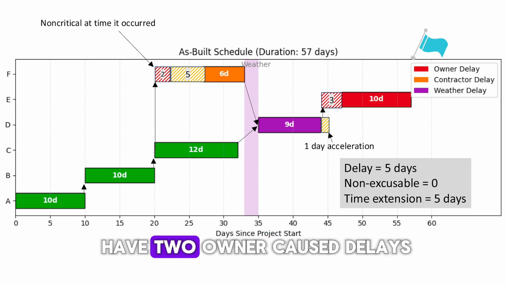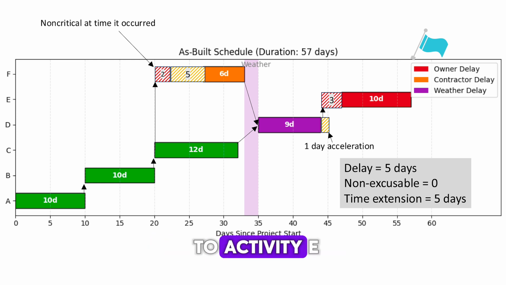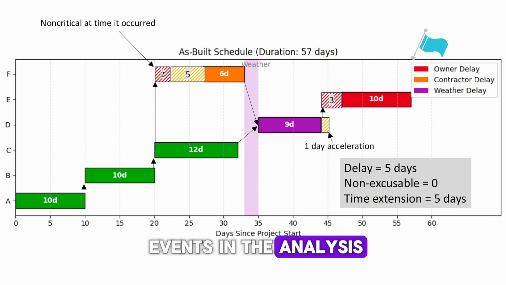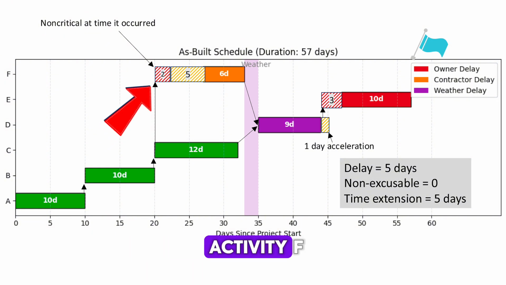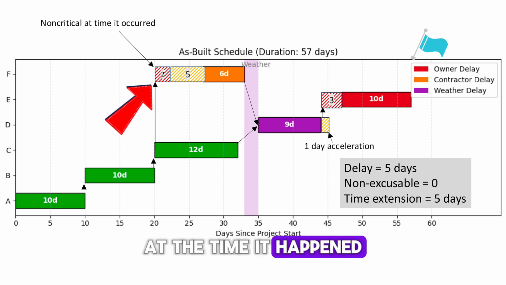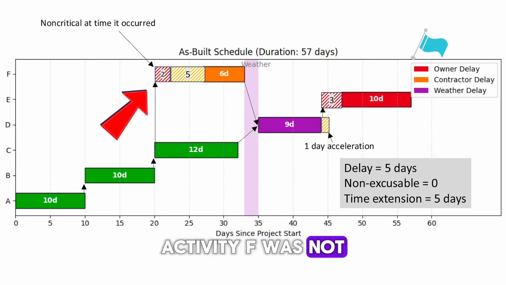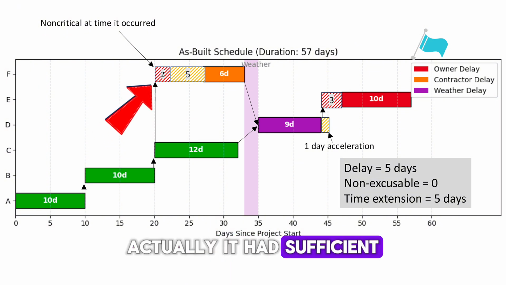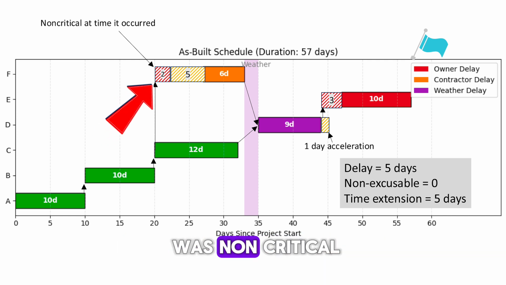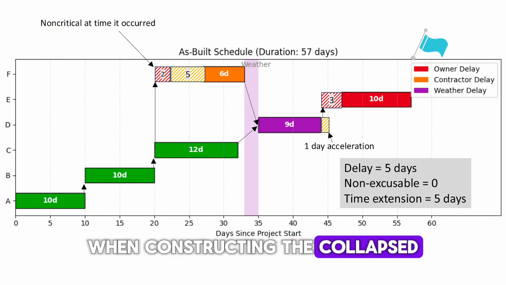In this case, we have 2 owner-caused delays, a 2-day delay to activity F and a 3-day delay to activity E. Once again, we do not remove any non-critical delay events in the analysis. The first delay, affecting activity F, occurred before the 5-day contractor delay. At the time it happened, the 5-day contractor delay had not yet occurred. Activity F was not on the critical path. Actually, it had sufficient float when the 2-day owner delay occurred. Therefore, this delay event was non-critical and should not be removed from the as-built schedule when constructing the collapsed as-built.